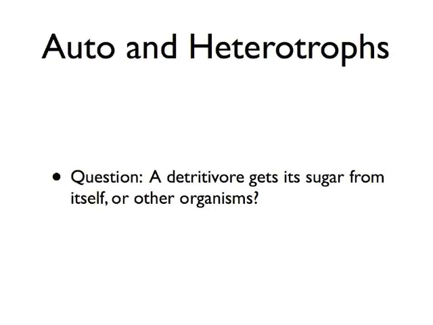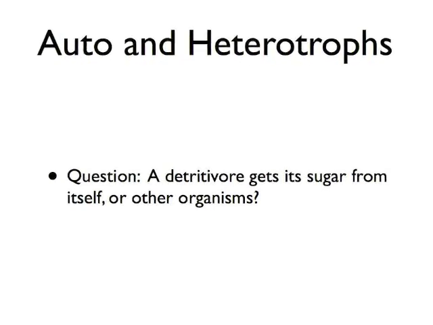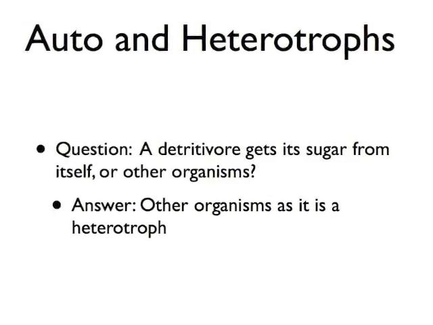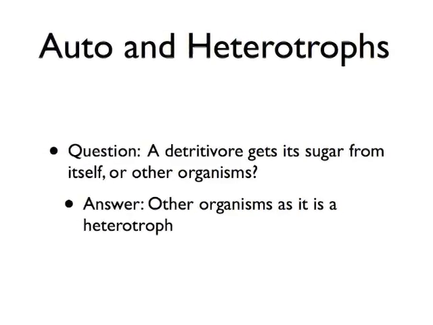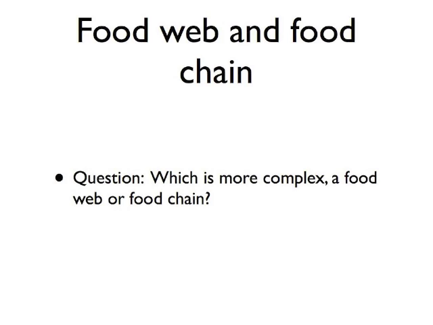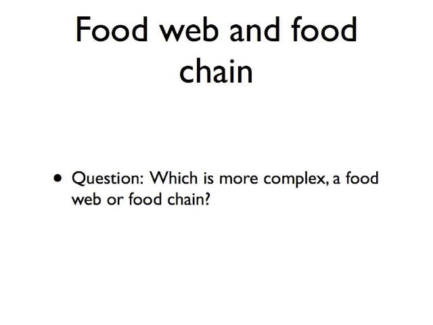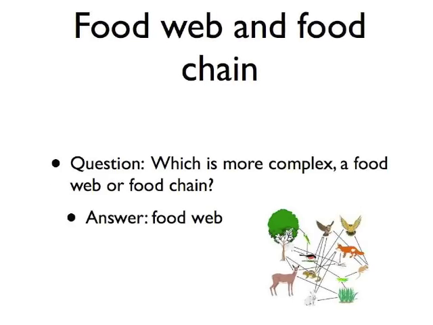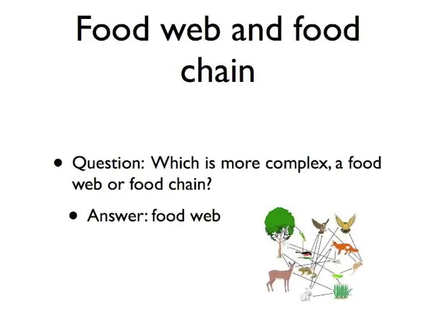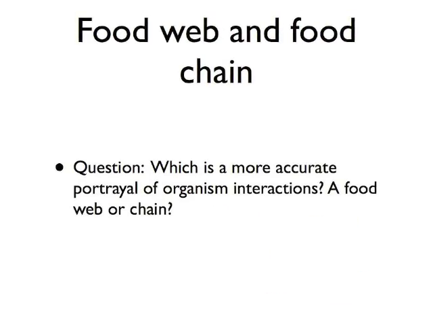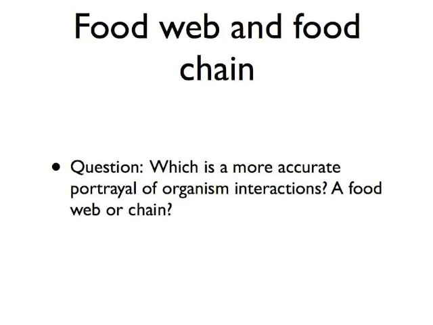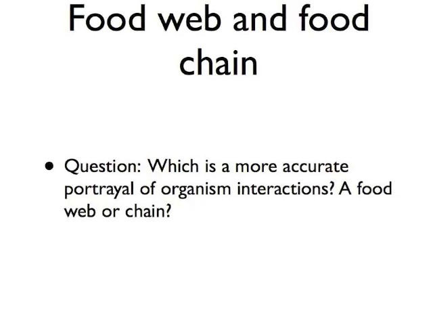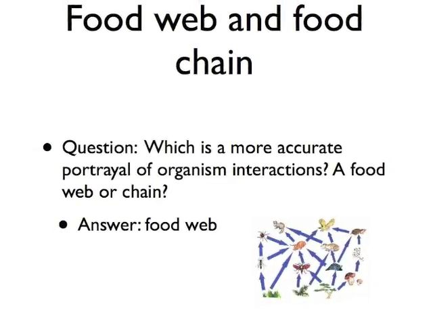A detritivore gets its sugar from itself or other organisms? Other organisms. It's a heterotroph. What's more complex, a food web or food chain? Food web. Which is a more accurate portrayal of organism interactions, a food web or food chain? Food web.